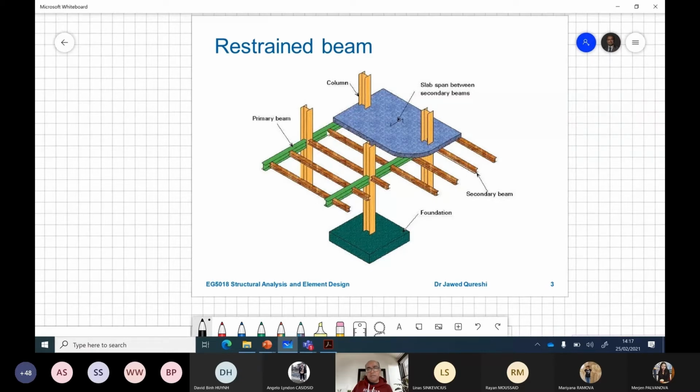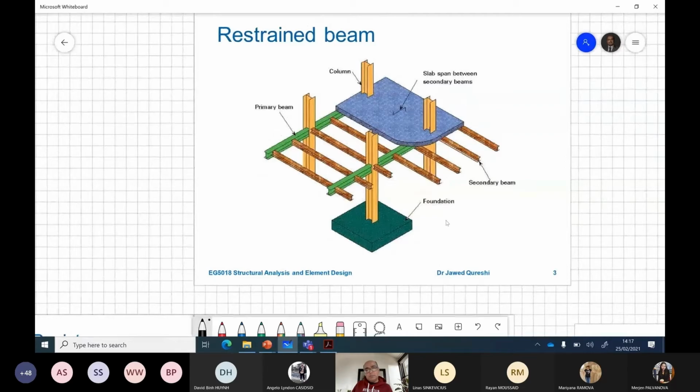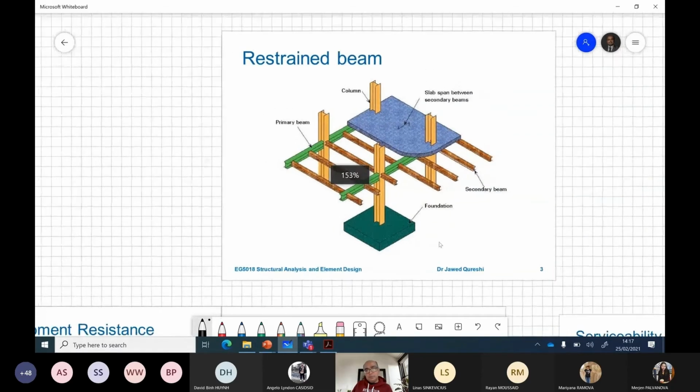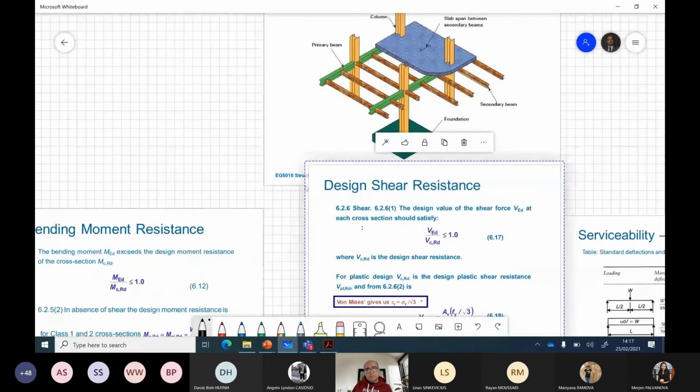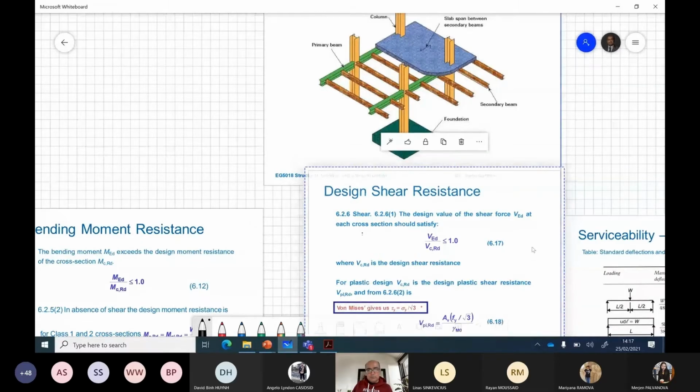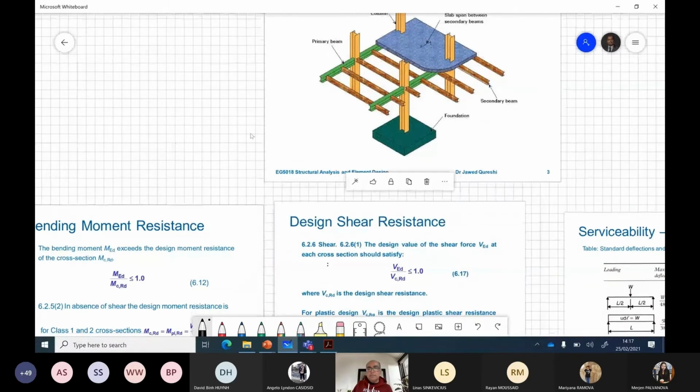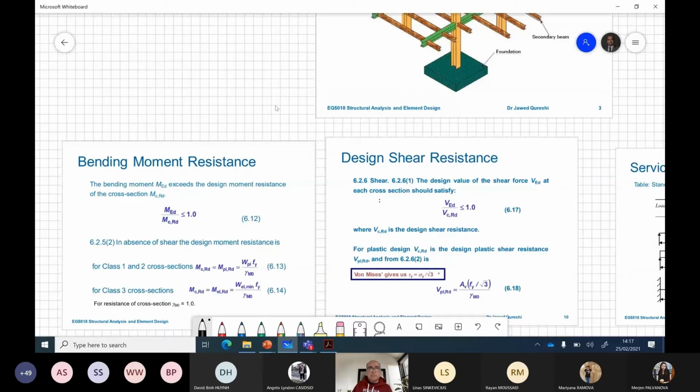It means that the top flange is not attached to the slab. Our today's topic will be design of unrestrained beams. But before we do that, I will go through this procedure briefly. So what do we do in design of any beam? We check bending, we check shear, we check serviceability.